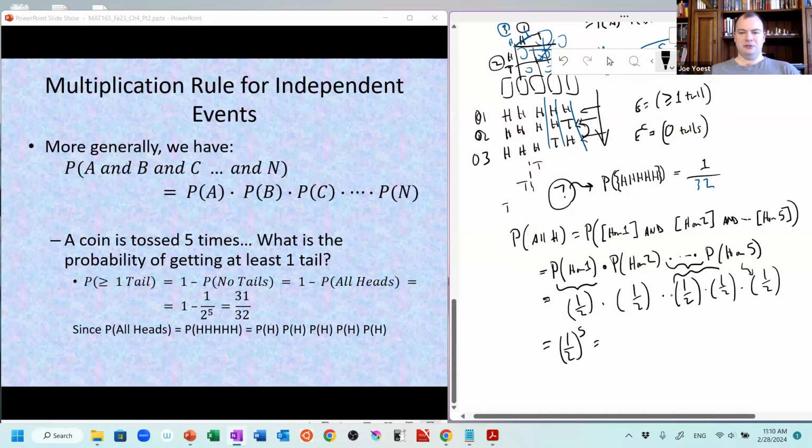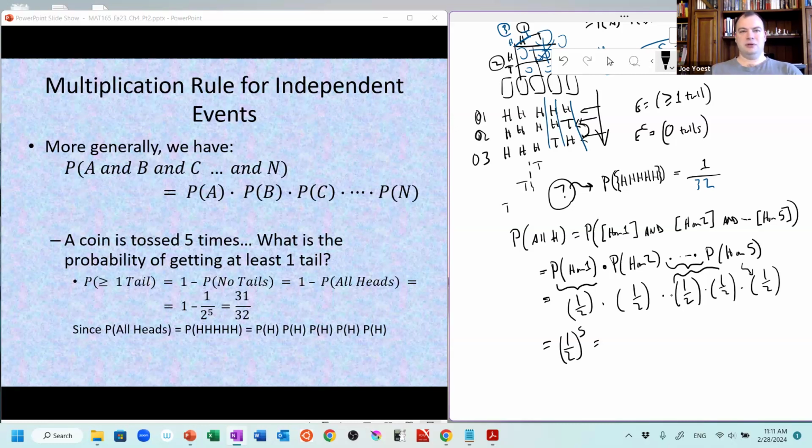And what does this kind of stand for? Well, I had to get a head on flip 1. If I didn't get a head on flip 1, I'm automatically out of the event. I don't even need to keep looking, right? So if you were asking, I have a sequence of coin flips, does it satisfy the event, got all heads? I can look at flip 1, and if flip 1's a tail, I don't even have to look at the other 4. I know that you didn't get all heads if flip 1 was a tail.